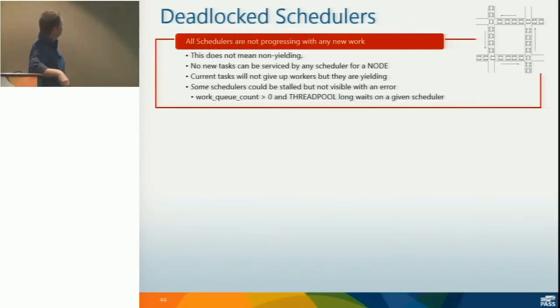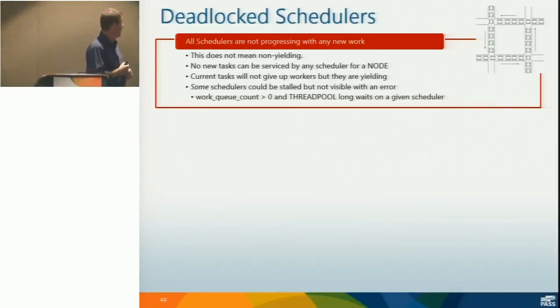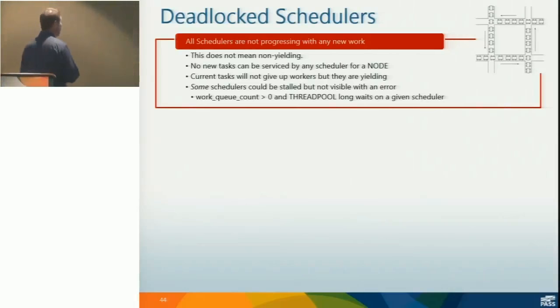Okay. What if all schedulers on the processors are not progressing with any new work? In other words, they're yielding, but their workers, remember workers run the task to completion, okay? What if everybody in the system is doing a lot of work for long periods of time, not giving up their workers, and new guys coming in cannot even get in the line? That's called deadlock schedulers. So no new task can be serviced by any scheduler in a given node. It's per node, okay? The current tasks, they're doing stuff, and they're yielding, but they're not giving up their workers, all right?